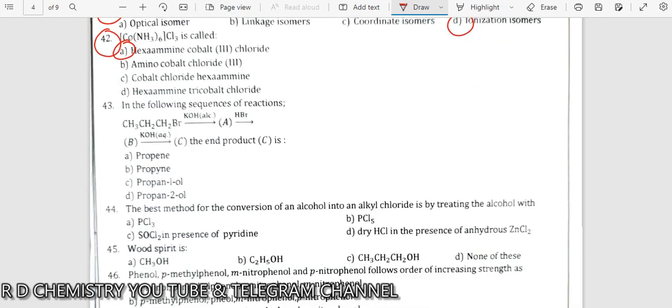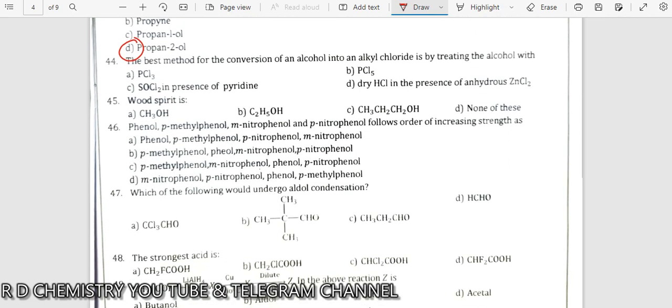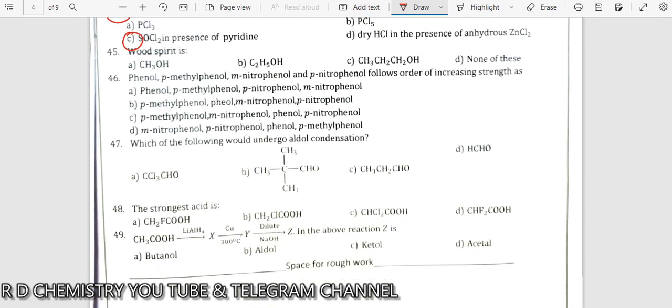Question number 43 from the haloalkane chapter. Answer is option number D, alcoholic KOH, dehydrohalogenating agent, and other things are there. Question number 44 from the haloalkane chapter. Answer is option number C. Question number 45 from the alcohol chapter. Wood spirit is methyl alcohol, A option.